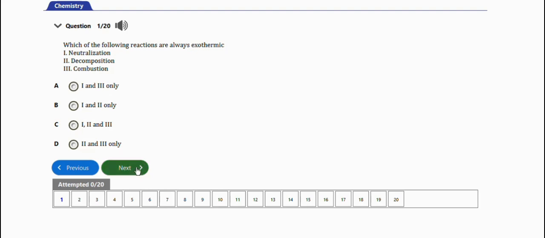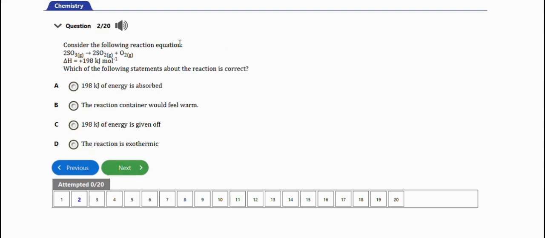The next question will be this one. It says, consider the following reaction equation. Which of the following statements about the reaction is correct? So we have 198 kilojoule of energy is absorbed. So guys, for information, this is an endothermic reaction because the value of delta H is plus. So when it's plus, the reaction is endothermic. When the value is negative, it is exothermic. So in an endothermic reaction, heat is absorbed from the environment, whereas in an exothermic reaction, heat is released or liberated to the environment. So option B.